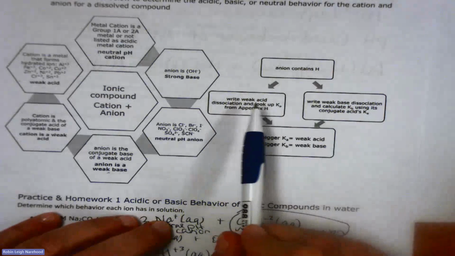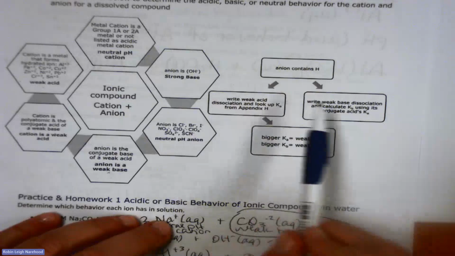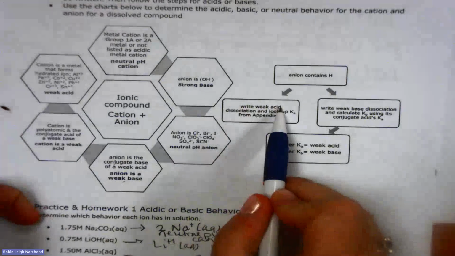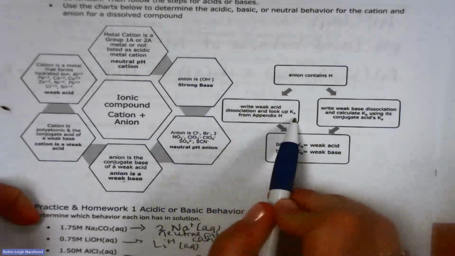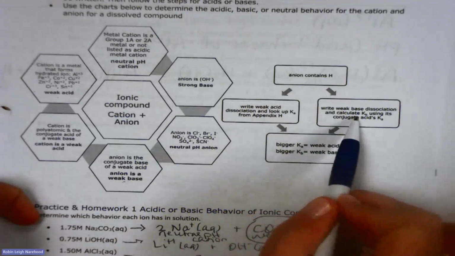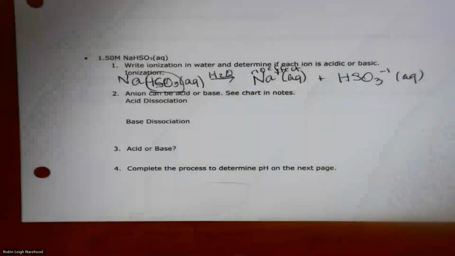And so we want to show it acting like an acid, and we want to show it acting like a base, and then compare and see what it's most likely to do in water, like its behavior in water, which one's better. And so I'm going to write the acid dissociation, and then it would have a Ka if it acts like that. And then I'm going to write the base dissociation, and it would have a Kb.